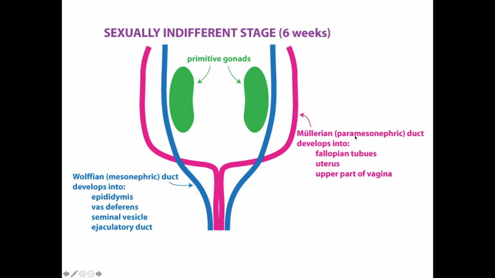But the Mullerian ducts are progenitors of the female reproductive tract. They differentiate to form the fallopian tubes, the oviduct, the uterus, and the cervix, and the superior aspect of the vagina. So which developmental pathway is chosen really depends on the presence or absence of a Y chromosome and the gene called SRY.